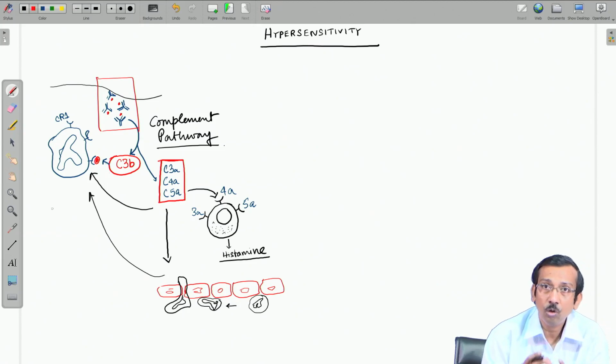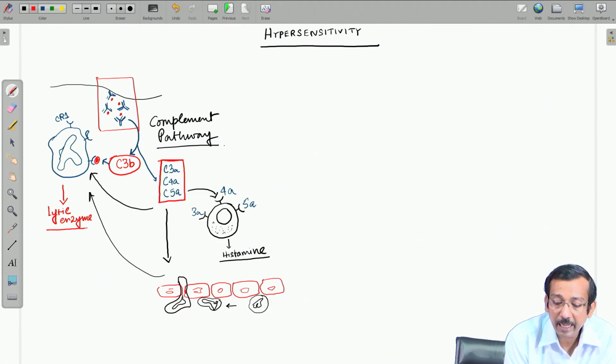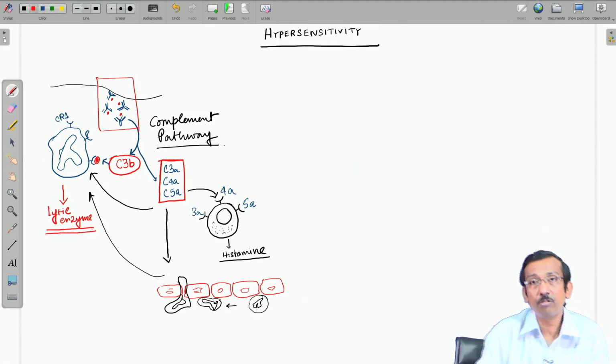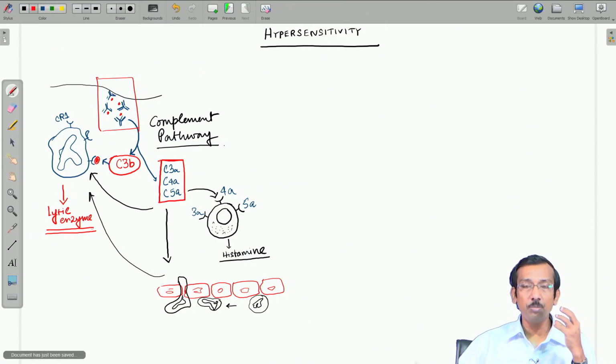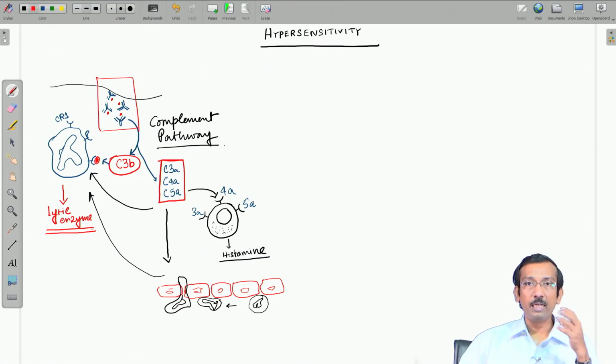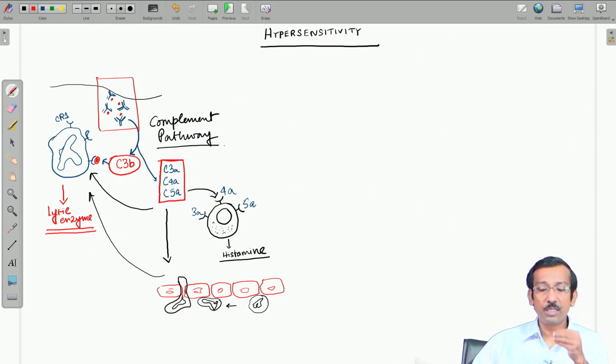So, they help in the migration of these neutrophils to the site of action, and that can lead to the release of many lytic enzymes. As I told you, the neutrophils try to phagocytose this antigen-antibody complex that is being formed, and in this process they start releasing lytic enzymes. From there, what we see is a local hypersensitivity reaction.